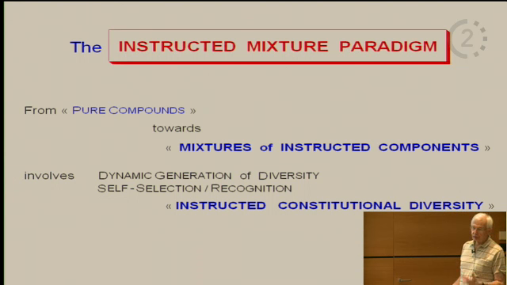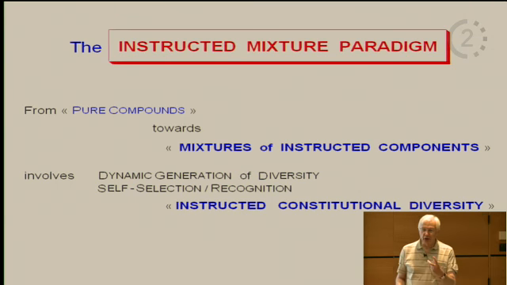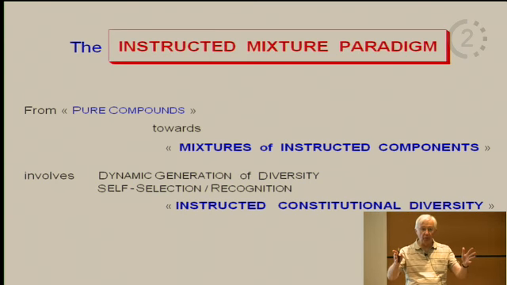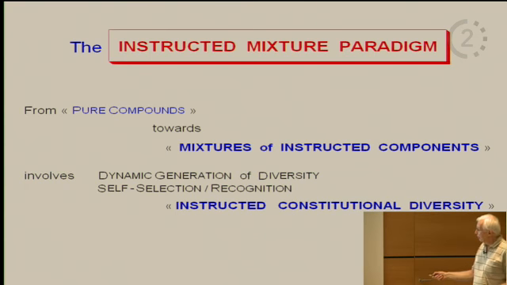Pure compounds are what we are always looking for. But the important thing may be, and I'm sure is, not having pure compounds, but having instructed components. In other words, I don't advocate making dirty compounds. That's not the point. The point is that mixtures of clean compounds are not dirty mixtures. When you know what you have in a mixture, it's a good mixture. You know what is there. So a mixture of instructed components is what you are up for here. And you have a sort of constitutional diversity which is instructed.